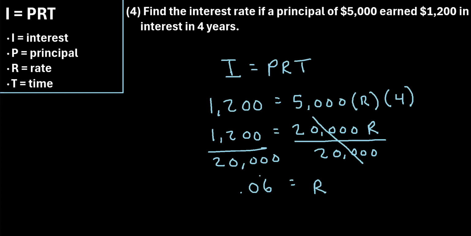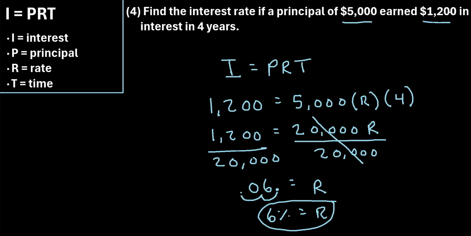That turns out to be 0.06. Or if we wanted to write our final answer as a percentage, we could convert that to a percentage by moving the decimal place 2 places to the right, which is the same as multiplying by 100. So the decimal would be right here, and that would be 6 point nothing after that. So that would just be 6% is equal to R. So the interest rate is 6%. That's what the interest rate must have been if a principal of 5,000 earned this much in simple interest over the course of 4 years.